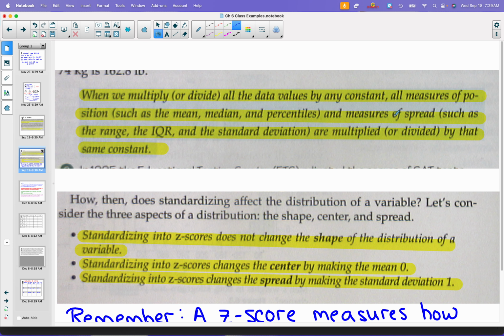Then if you multiply or divide all the data values by a constant, then all the measures of position will also change. They're going to be multiplied by that same value. And this time, so does the spread. So that's important. We're going to look at this in just a minute.